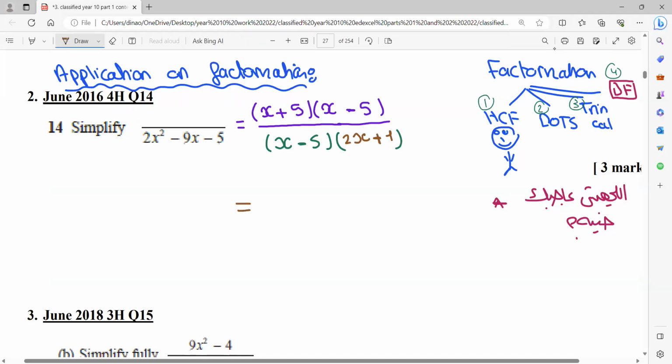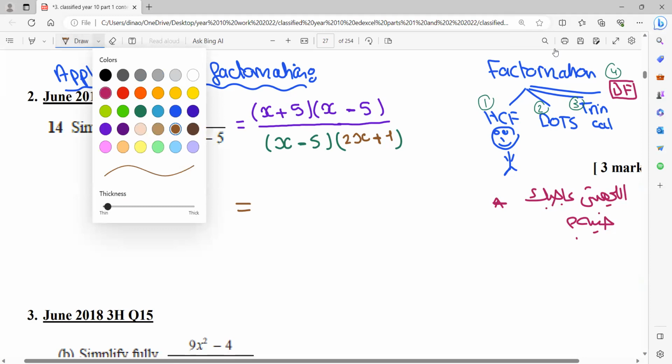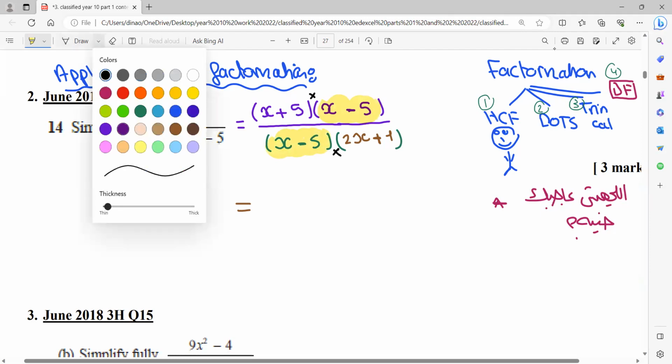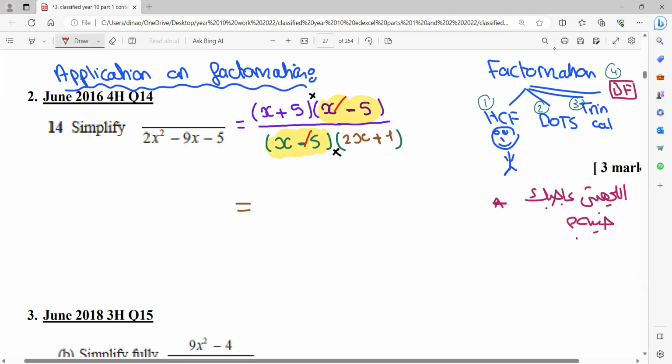After we did that, am I allowed to cancel out common items? Definitely. Why? Because I have 2 brackets multiplied up and 2 brackets multiplied down. What do I do? Identify the common brackets, meaning who is up there and also down there. Here this bracket is present up and down. I can cancel these 2 brackets together, and what remains is x plus 5 over 2x plus 1. That's it. Nobody should come and cancel this x with that x, that's wrong.